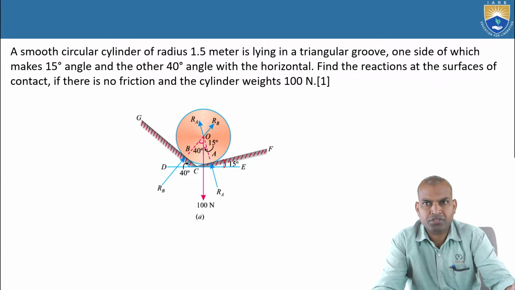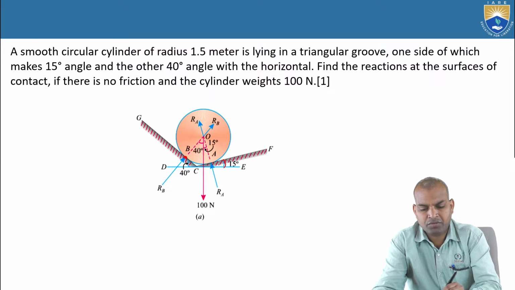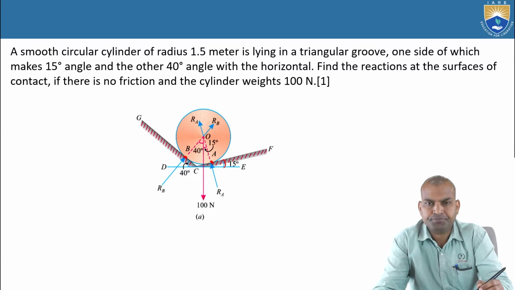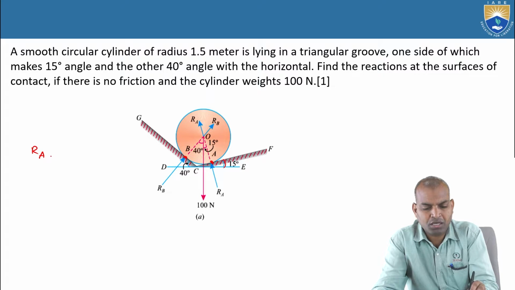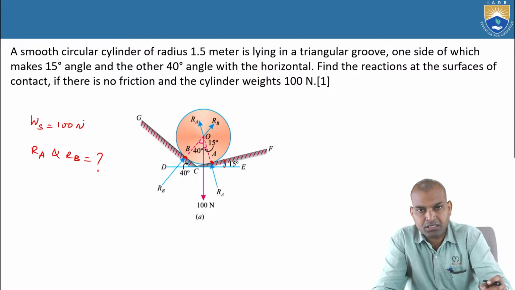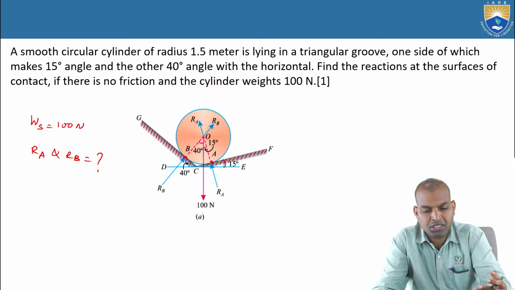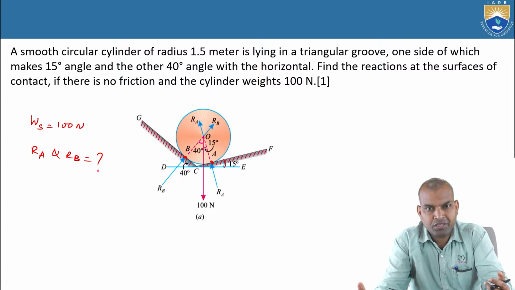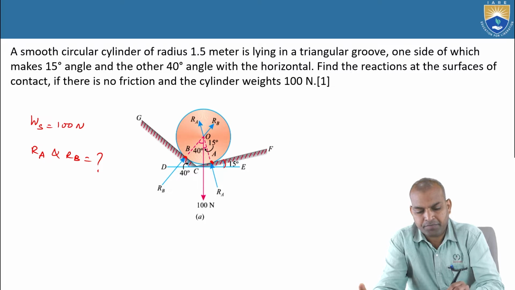This cylinder is fitted in such a way that there are two contact surfaces here. One is at point B, another one is point A. So RA and RB are the reactions we have to find out. Those are the contact surfaces. The weight of the cylinder is 100 newtons. With 100 newtons weight on a cylinder in a triangular groove, there will be contact between the groove and the cylinder, and these are the reactions at those contact points, RA and RB.